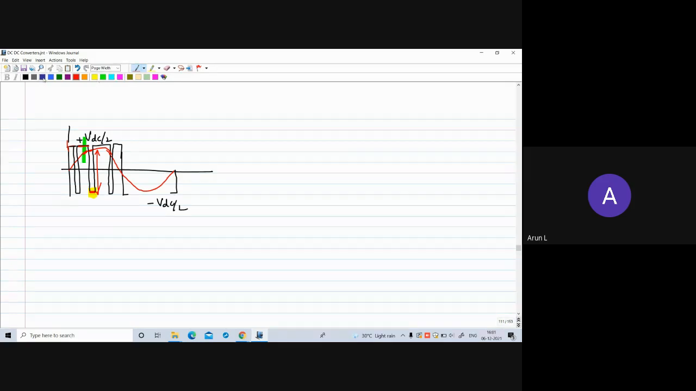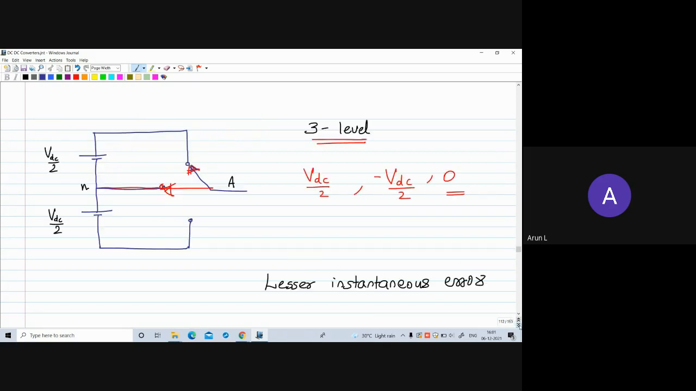And another disadvantage is this is switching rapidly from plus VDC by 2 directly to minus VDC by 2. So the dV by dt is very huge. So that is detrimental to the switches. So we will try to reduce the instantaneous error, and at the same time we will try to reduce the dV by dt. So that can be achieved by using one more level.